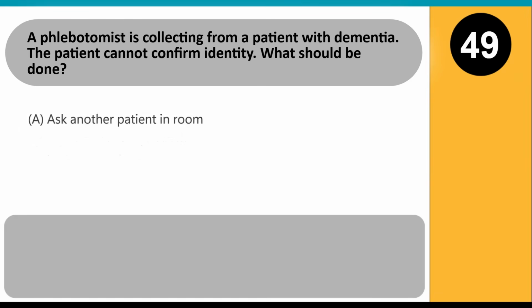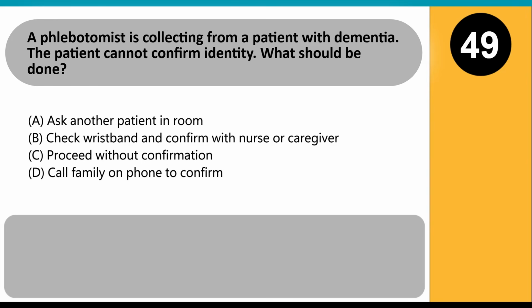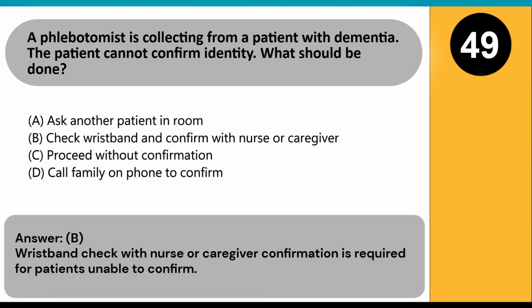A phlebotomist is collecting from a patient with dementia. The patient cannot confirm identity. What should be done? A. Ask another patient in room. B. Check wristband and confirm with nurse or caregiver. C. Proceed without confirmation. D. Call family on phone to confirm. Answer B. Wristband check with nurse or caregiver confirmation is required for patients unable to confirm.